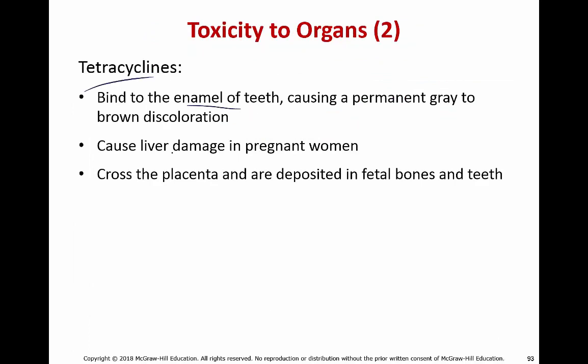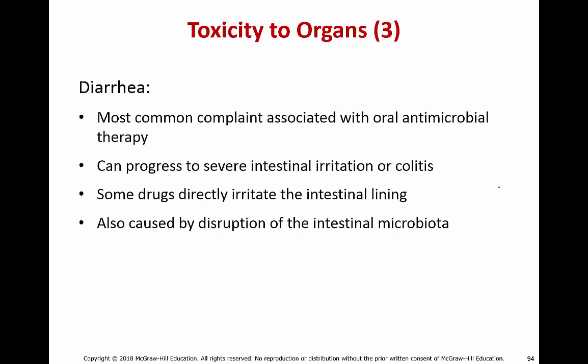It binds to the enamel of the teeth, and it causes this permanent gray or brown discoloration. It can cause liver damage in pregnant women, and it can also cross the placenta and cause problems with fetal bones and teeth. So you don't want to have this, but even after the baby is born, they don't want to give it to children, because if they haven't had their full adult teeth yet, it's still developing their full adult teeth, and it can cause problems. So diarrhea is another common problem with a lot of oral antibiotics.